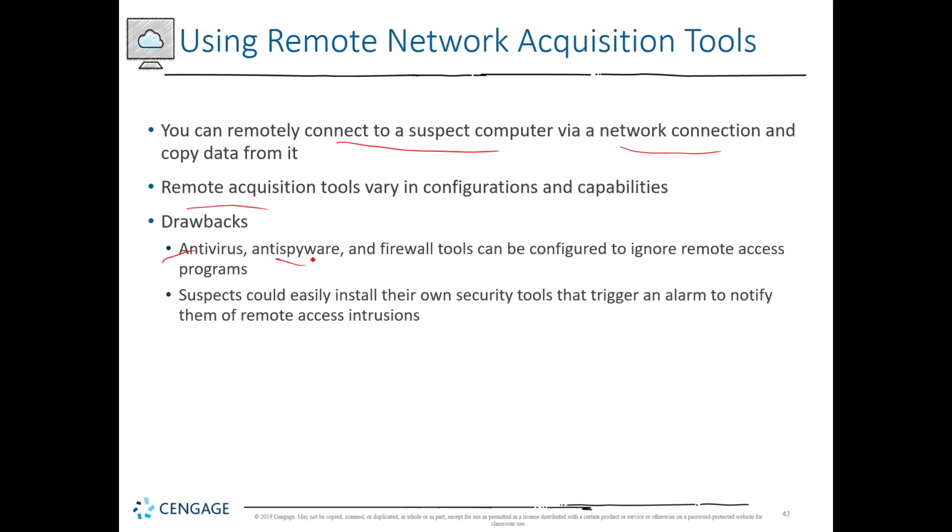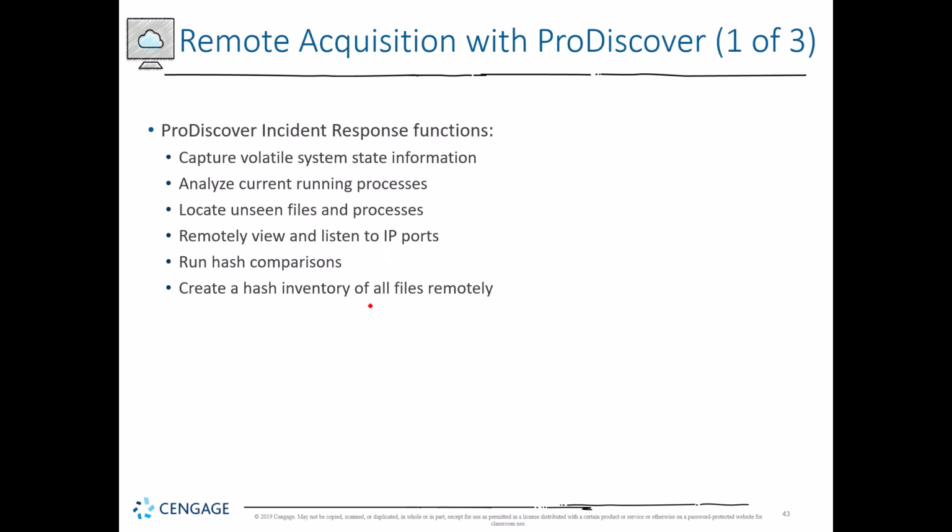AV, anti-spam, and firewall tools all have to be configured to ignore the remote access. And that means modification of the evidence. And with that, again, some courts may not allow it. And the suspect could also have their own additional tools for triggering alarms and may prevent the remote access.